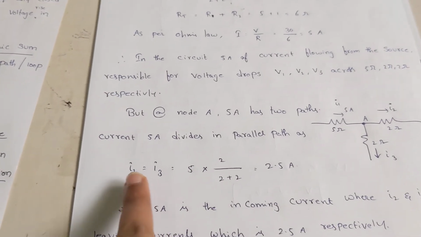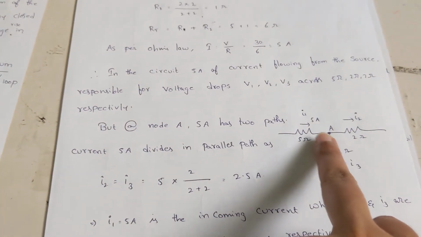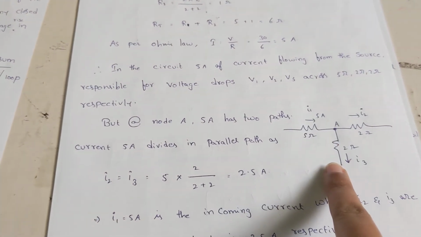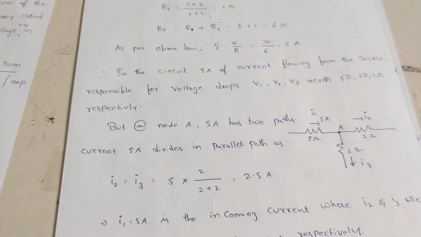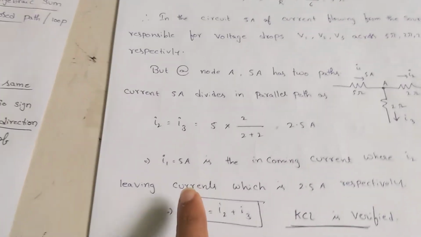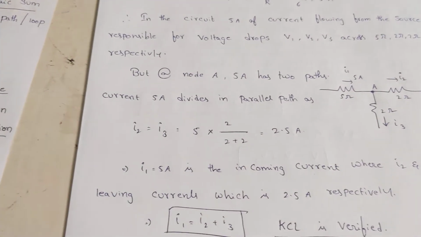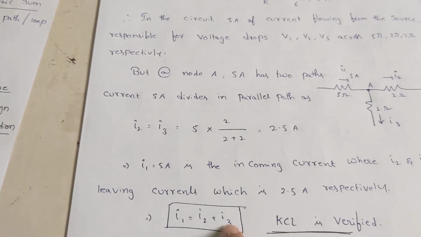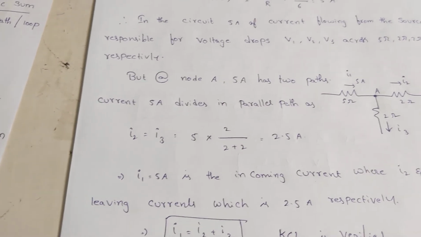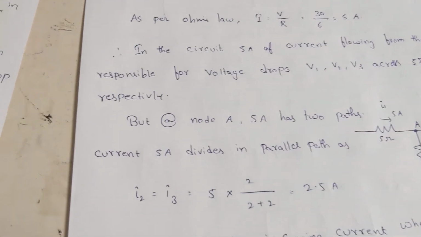When I observe here, this current is coming towards the junction, and these two are leaving the junction. So incoming current should equal the outgoing current. That means I should be equal to I1 plus I2. I verified the answer: 5 equals 2.5 plus 2.5, which is 5. So 5 equals 5. Your KCL is verified.